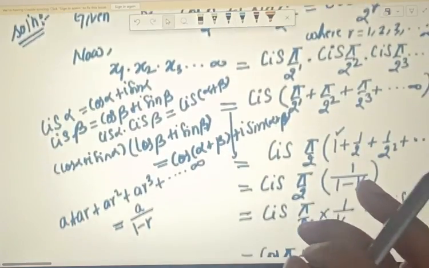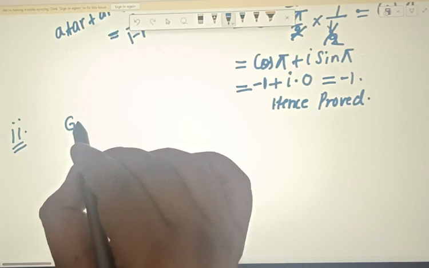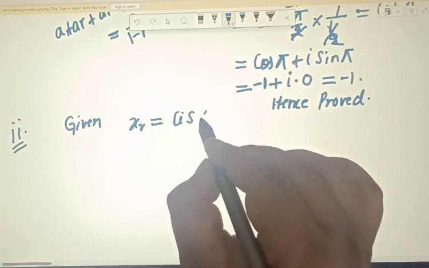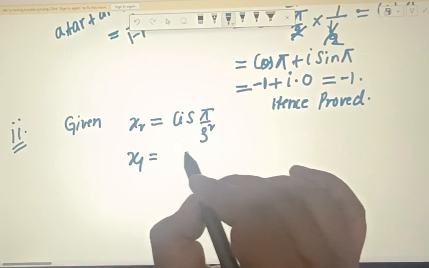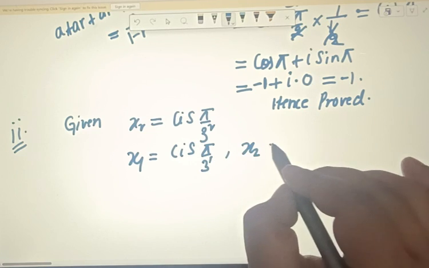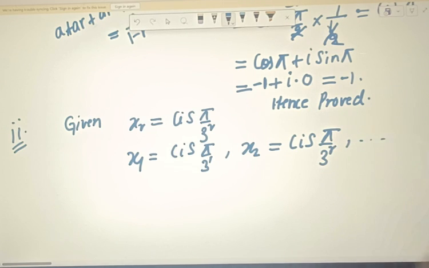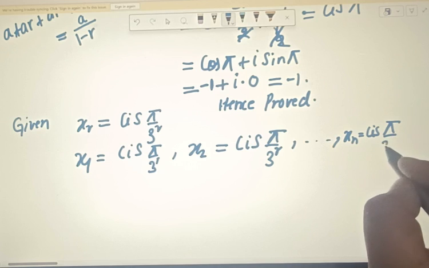Okay, so we solve the second part. What is given? Given that xr equals cis pi upon 3 to the power r. It is very simple. If you write x1, you can say cis pi upon 3 to the power 1. And for x2, you will write cis pi upon 3 square. Similarly, up to n number of terms or infinite number of terms, for xn you will write cis pi upon 3 to the power n.